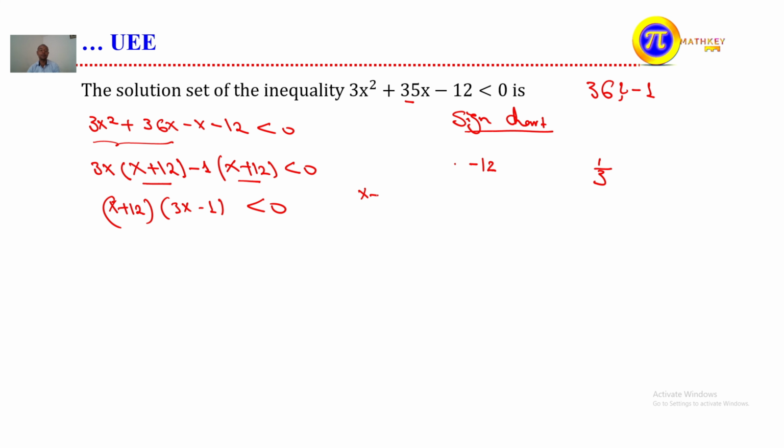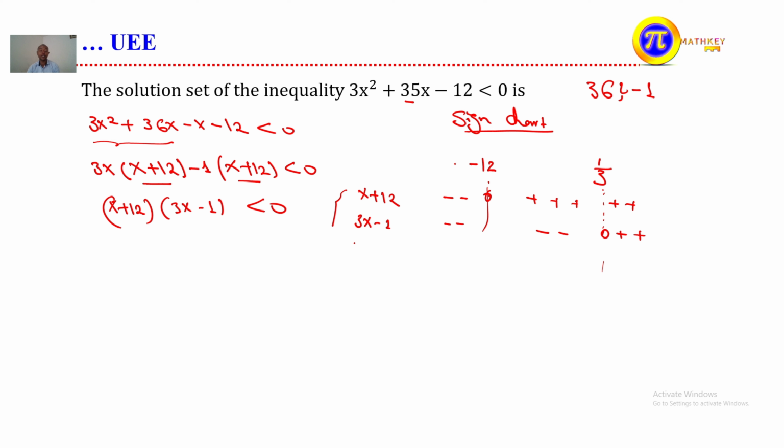Let's take x plus 12. It is 0 at negative 12. At the left it is negative. At the right it is positive. You have to consider by taking any test value. Similarly, take 3x minus 1. It is 0 at 1 over 3. At the left it is negative. You can check it. At the right it is positive.